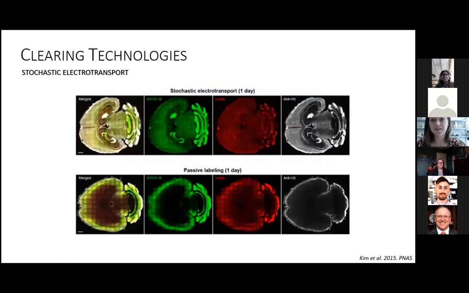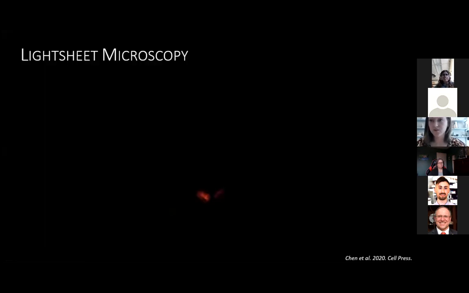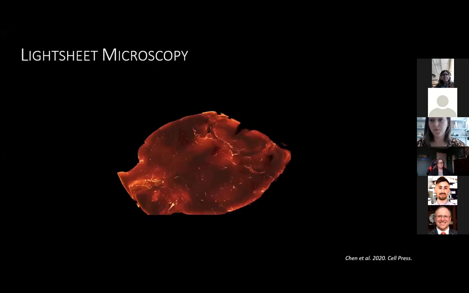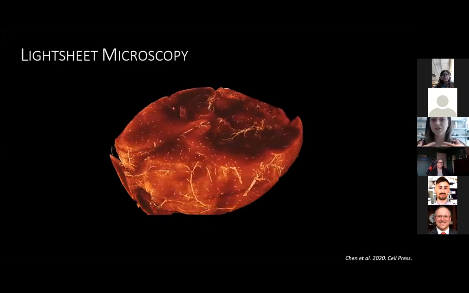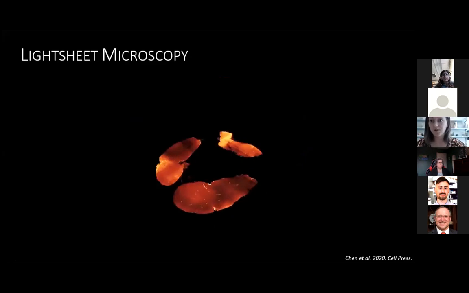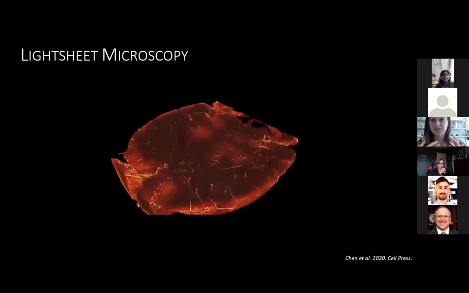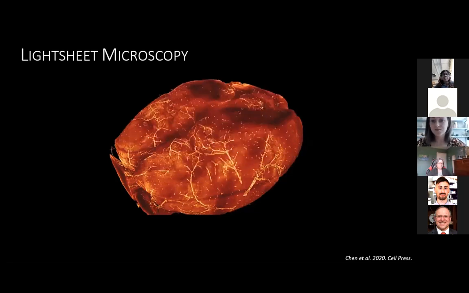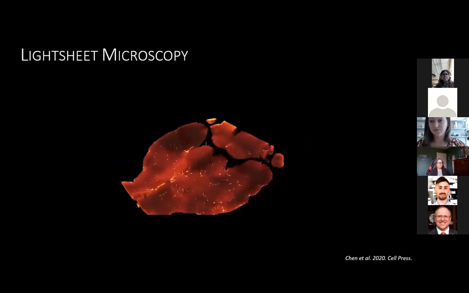You can also use this with labeling. So for example, on the bottom, they just use passive diffusion, and we see that the center of each of those brains does not have very much contrast. But using stochastic electrotransport, we see that we actually have a very even labeling distribution. And once you have that, you have your clearing, you have your labeling, you can put it onto the light sheet microscope and you can get that optical sectioning and essentially do a 3-dimensional reconstruction of your entire organ. And you can use that to trace different neurons. You could use that to look at structural compositions with disease and many other things.